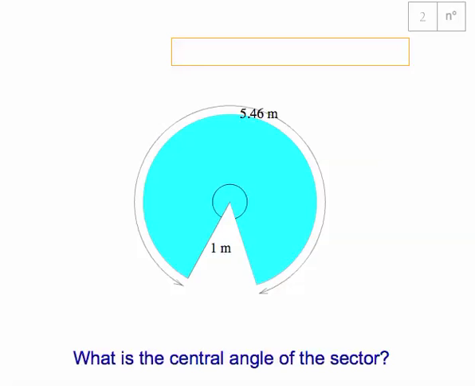Hi, this is a level 10 type question. You're being asked to find the central angle, and you're given the radius length and you're given the arc length, right? So from everything that you're given, you have to figure out the central angle. Okay, so let's do that.